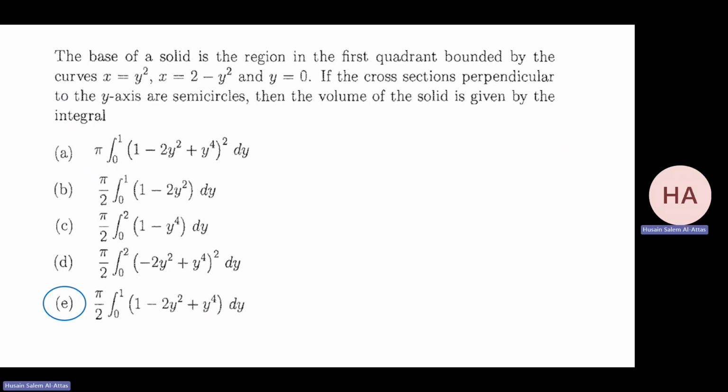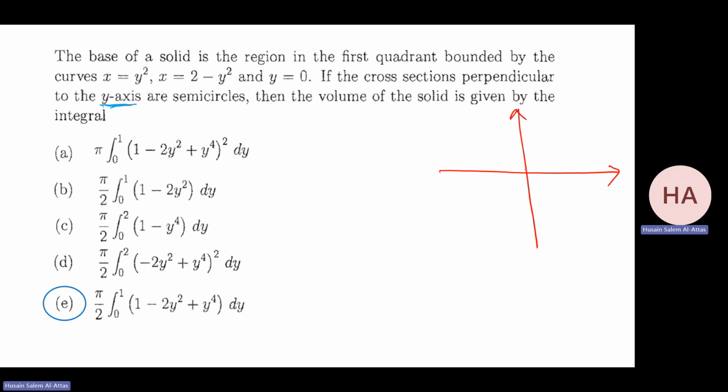Okay. The base of the solid, the region, this. Now things in terms of y square. We want to find the volume, and the cross section is perpendicular to what? To the y-axis. Okay, so everything is ready. I have this, and I have this.